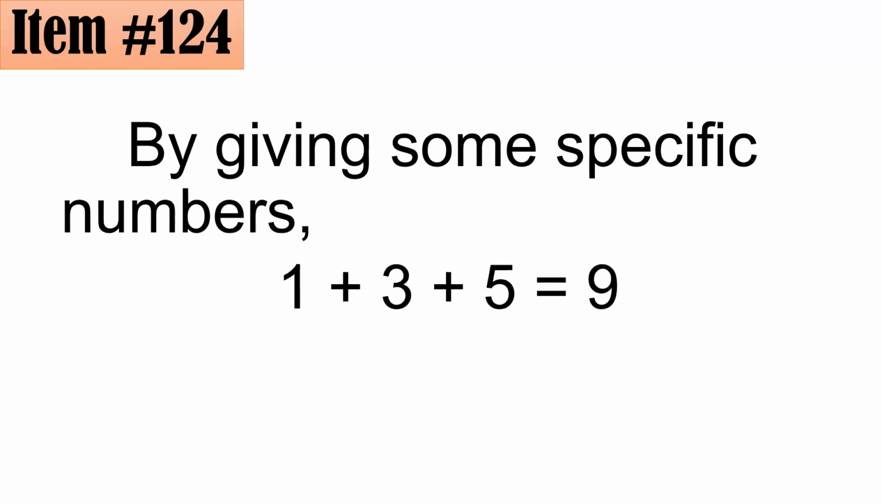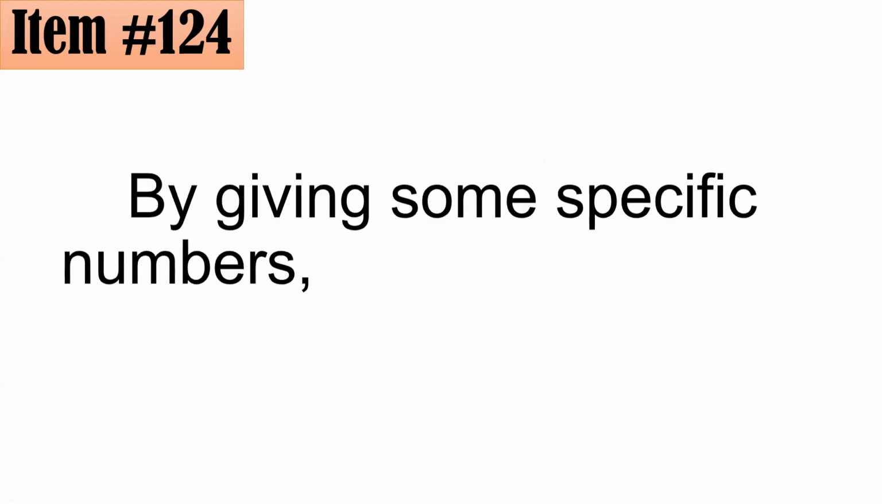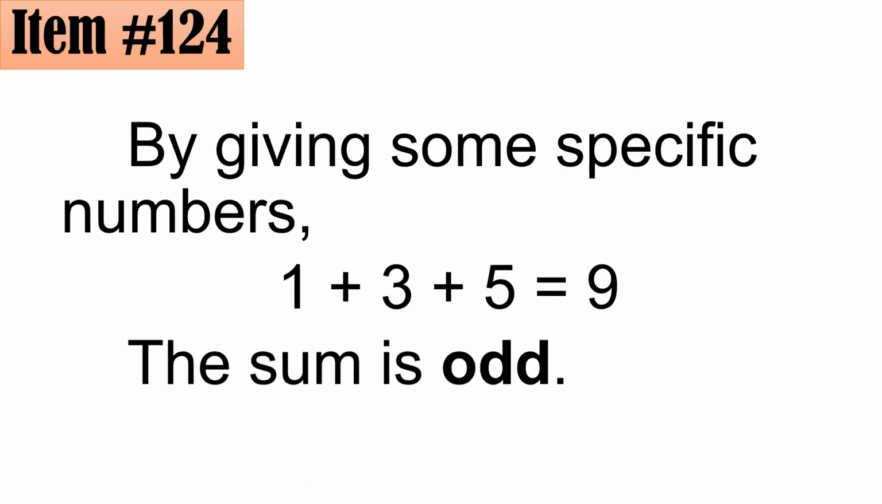1, 3, and 5, and their sum is 9. And I could see that 9 is odd. It's not even. 9 is not prime. In fact, it's a composite number. It's not also a perfect number. That's why, for sure, the sum of 3 odd numbers is always odd. Letter A.